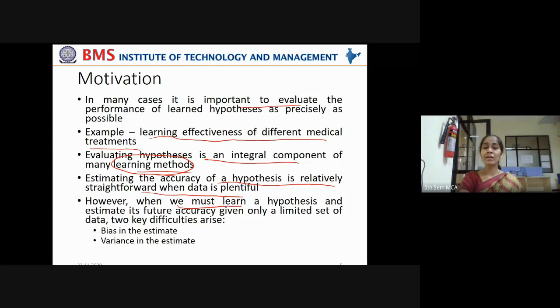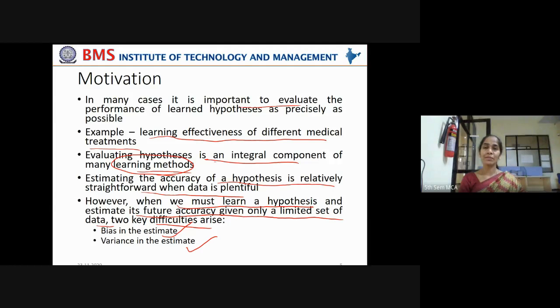However, when we must learn a hypothesis and estimate its future accuracy given only a limited set of data, there are two difficulties. You have limited data. You are not able to gather much data, maybe due to confidentiality concerns. Data is not provided because it is very confidential, or because it is a hindrance to patient privacy. In such cases, if more data is not available, then there are two difficulties in evaluating the hypothesis: bias in the estimate and variance in the estimate.